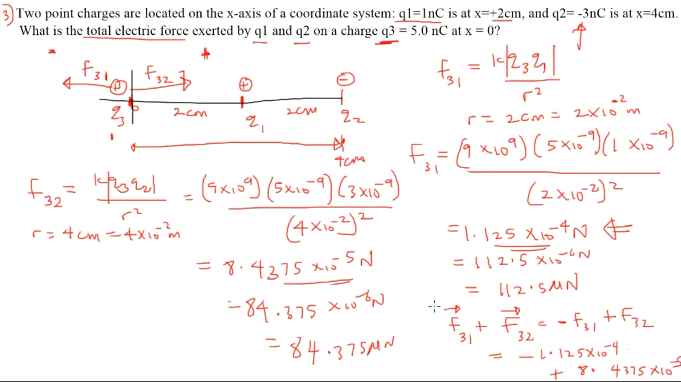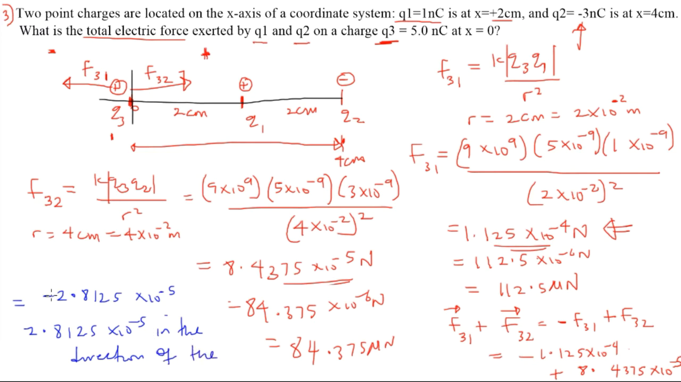So let's press that on the calculator so we know the total force. By adding this, we got minus 2.8125 times 10 raised to the power minus 5. And that means the magnitude of the total force on charge Q3 is 2.8125 times 10 raised to the power minus 5, in the direction of the one with the negative, that is the negative x-axis, in the direction of F31.